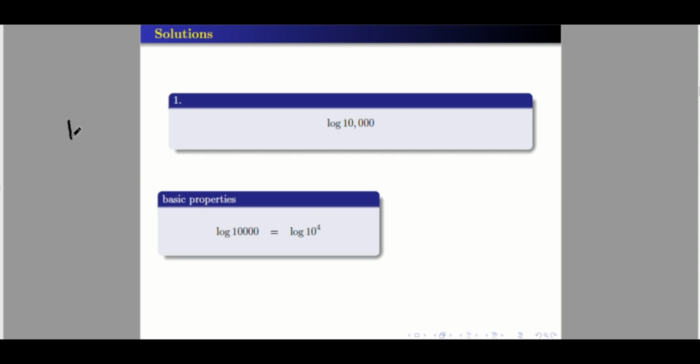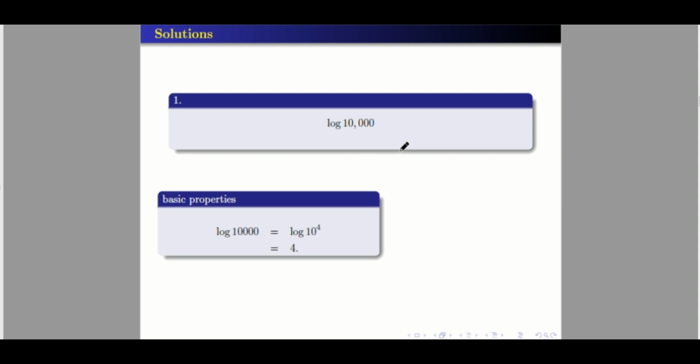So with our property number 2, if we have log of b raised to x, the result is x. So we have two bases. If they are the same, then the result is x. Take note, our base here is again 10. So we have log of 10 raised to 4 base 10. So we can now apply this one. So this is equal to 4.